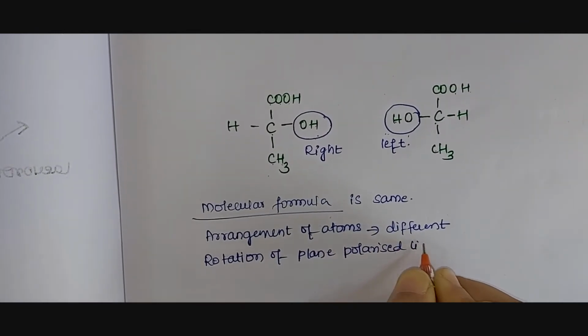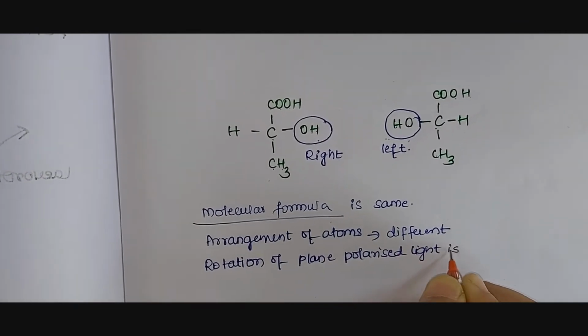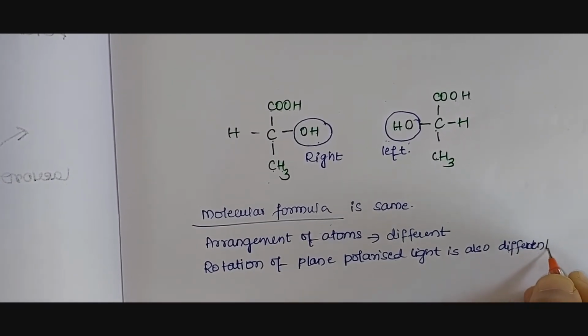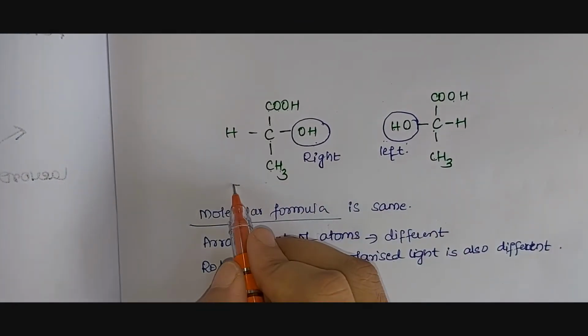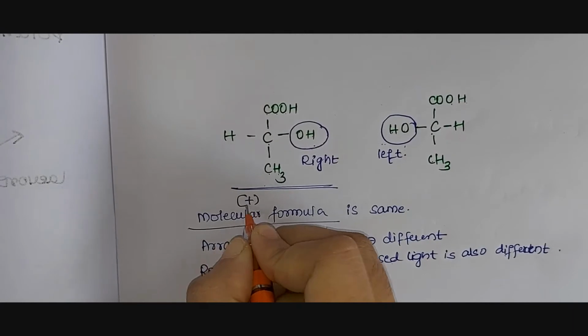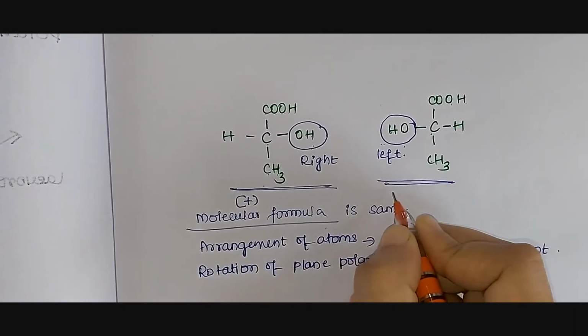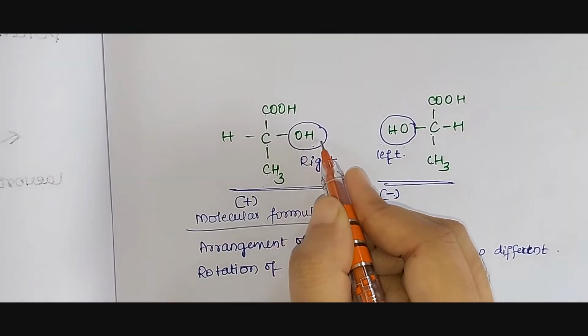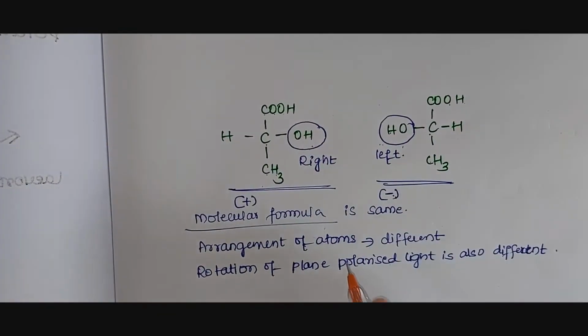So what do we say? The rotation of plane polarized light is different. Why is it different? Due to the position of the OH group. That is, the OH group is present on the right side. So we'll assume that it is dextrorotatory with a positive sign. Hence the other will be levorotatory. So the OH group is present on the right side here and on the left side over there.